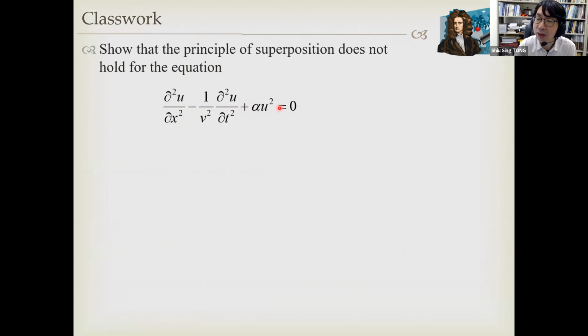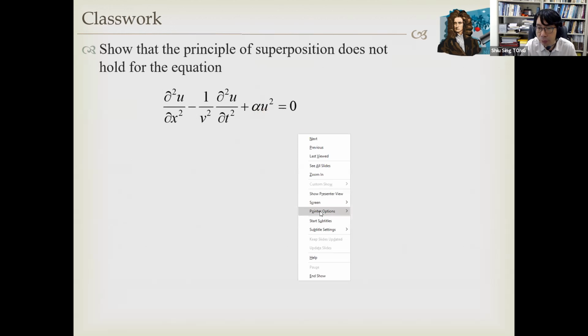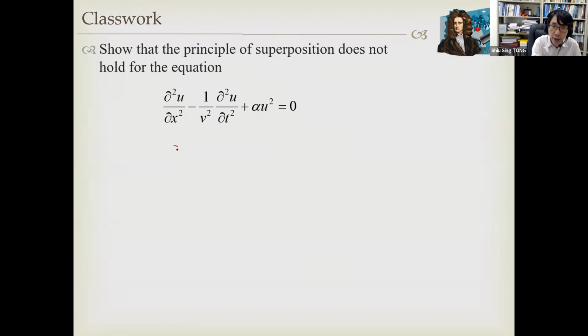This equation is funny. Instead of just a linear wave equation, it contains another term, which is a constant alpha multiplied by the square of u. Now, suppose we have two solutions, u1 and u2. So we can separately write the equation in terms of u1 and u2 because both of them are solutions, right? Again, we have u2 as a solution.